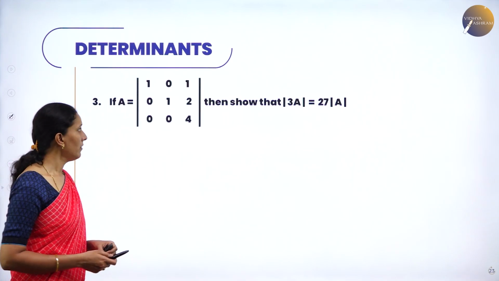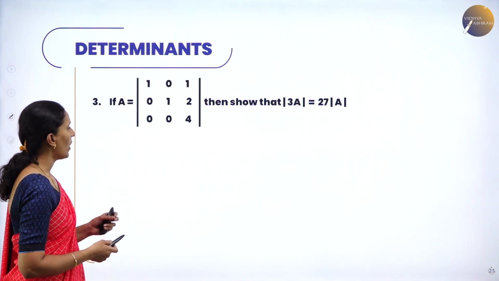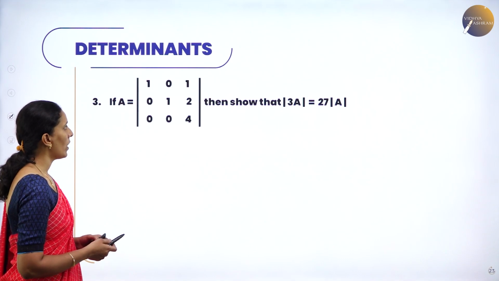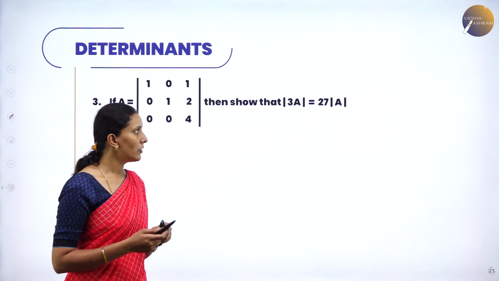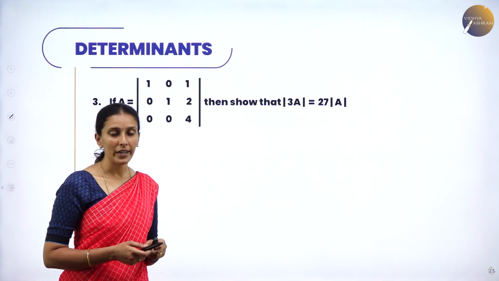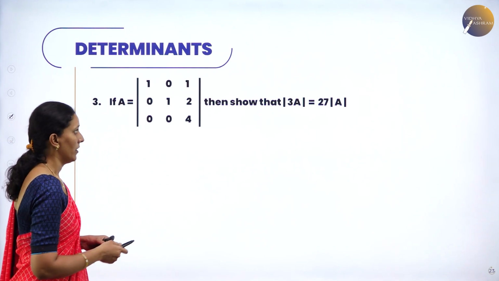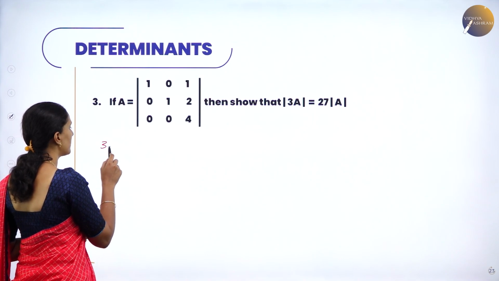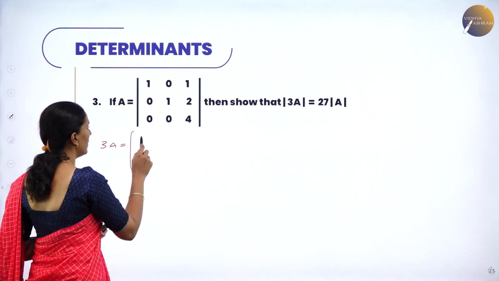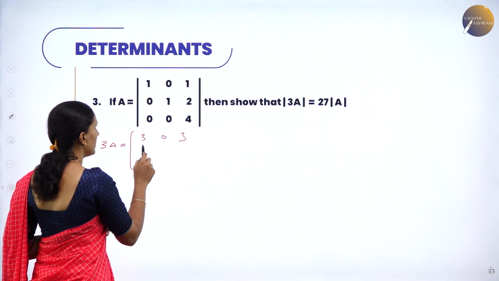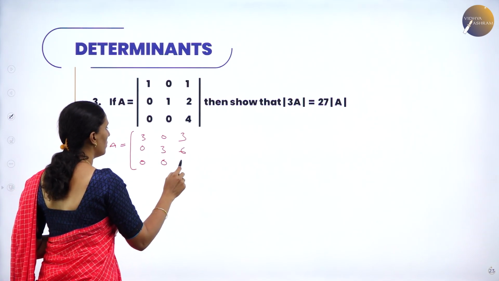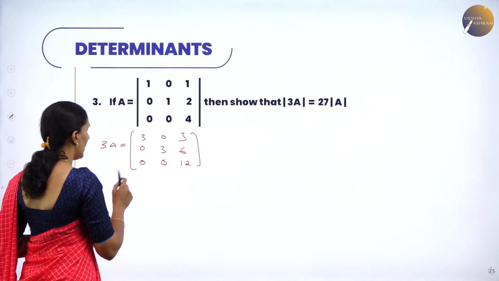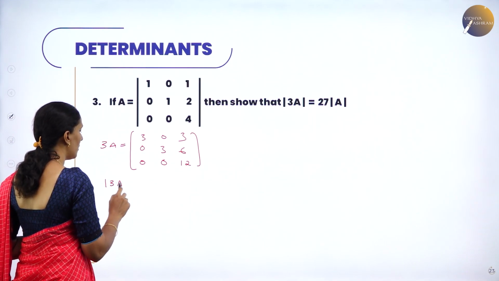So, the next one, if A equals 1, 0, 1, 0, 1, 2, 0, 0, 4, then show that determinant of 3A is equal to 27 times of determinant A. So, let's find the matrix 3A here. What happens here? 3, 0, 3, 0, 3, 6, 0, 0, 12. Let's calculate the determinant of 3A.